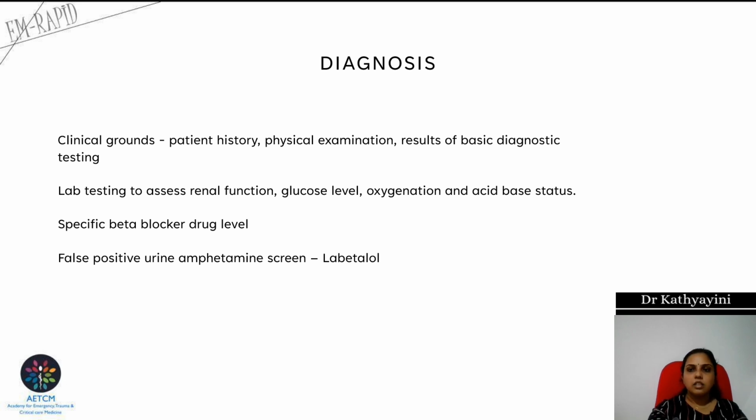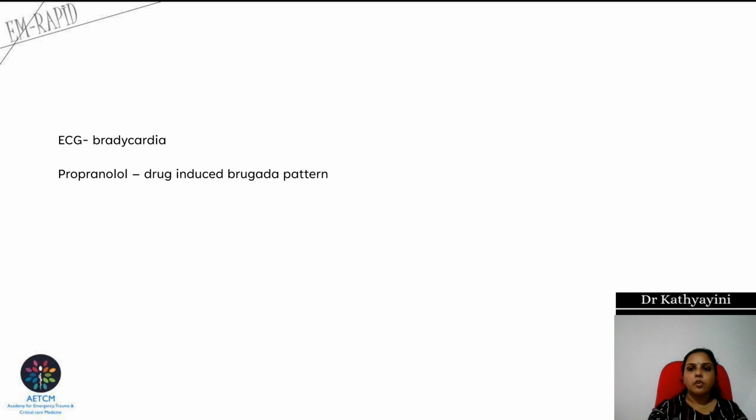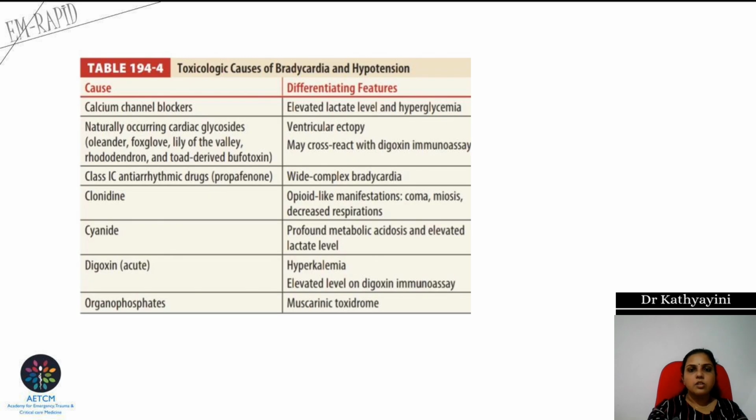Then, other things in diagnosis: we have to go for proper ECG monitoring. ECG will mostly show bradycardia associated with AV blocks, and a Brugada-like pattern can be seen in propranolol overdosage because of its sodium channel blockade property. The differential diagnosis of beta blocker toxicity includes other drug overdoses presenting with bradycardia and hypotension. These drugs include calcium channel blockers, digoxin and other digoxin-like glycosides, class 1C antiarrhythmics, clonidine, cyanide, and organophosphates.